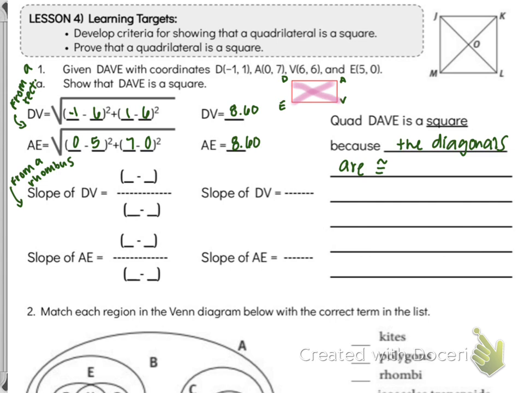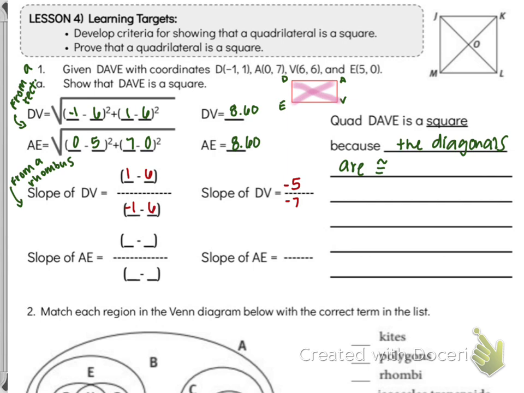All right, to get the slopes, we're going to start with DV. So D is negative 1, 1. Remember, the X's go at the bottom, the Y's at the top. So negative 1, 1. V is 6, 6. So 1 minus 6 is negative 5. Negative 1 minus 6 is negative 7. All right, go ahead and find the slope of AE, please.